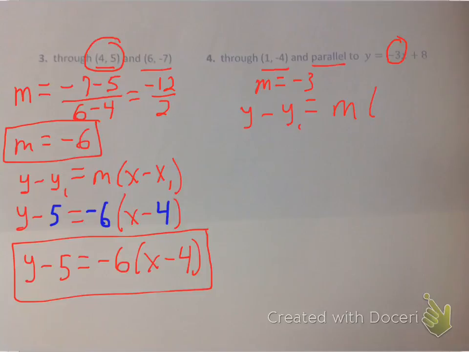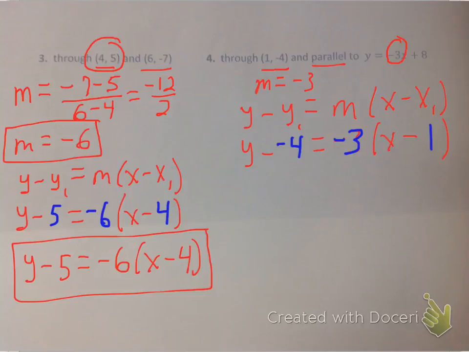y minus y1 equals m times (x minus x1). So now we're going to plug into our formula, so it's going to go y minus, and my y1 in this case was a negative 4, equals my slope, parallel has the same slope, so negative 3. Let me change color so we know we changed that. And then x minus, and my x1 in this case is positive 1.